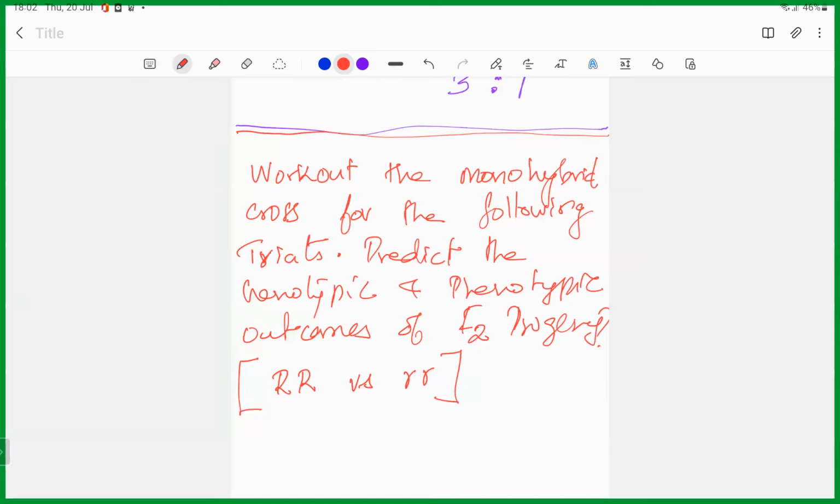Hari, this is your question. Next page you go. Work out the monohybrid cross for the following traits. Predict the genotypic and phenotypic outcome of F2 progeny. What you have done for Tt, you have to do it for round seeds and wrinkled seeds. Round dominant, wrinkled recessive. Homozygous round dominant and homozygous wrinkled recessive. Same. Completely what you have done starting from P generation, everything you have to do completely.